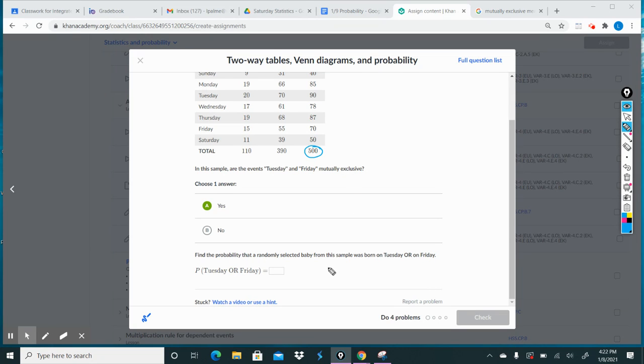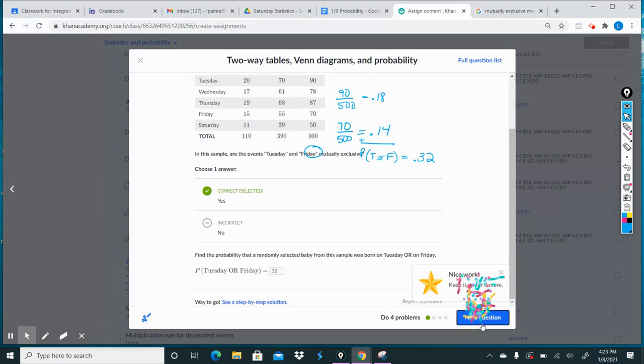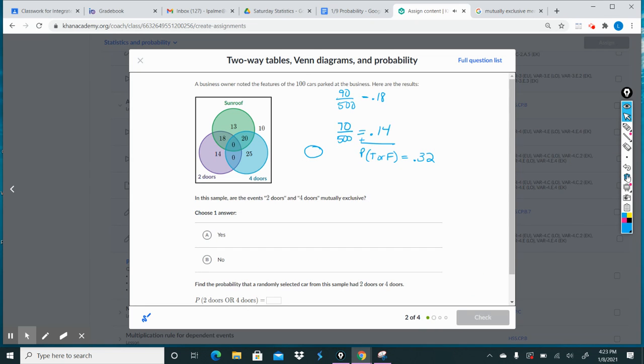So here we just want the probability of Tuesday, which is 90 out of 500, which equals 0.18, and the probability of Friday births, which is 70 out of 500, which equals 0.14. So if we were to take those two and add them up, we end up with the probability of Tuesday or Friday is 0.32. So we're going to take that and plug that in, 0.32. And we are correct. Let's try another one to see if we can get full understanding.